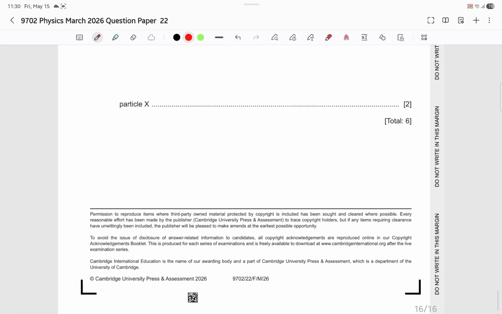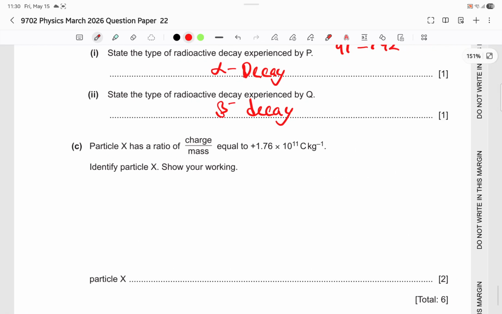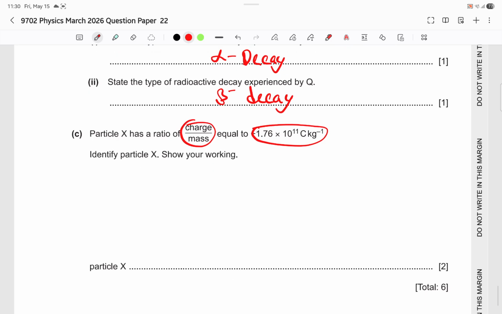So now the last question of the paper, guys. Particle X has a ratio charge by mass equal to this value. Identify particle X. Show your working. So charge by mass. Charge we identify as Q, and mass, let's just say M. So the ratio of this is 0.6 to the power 11.